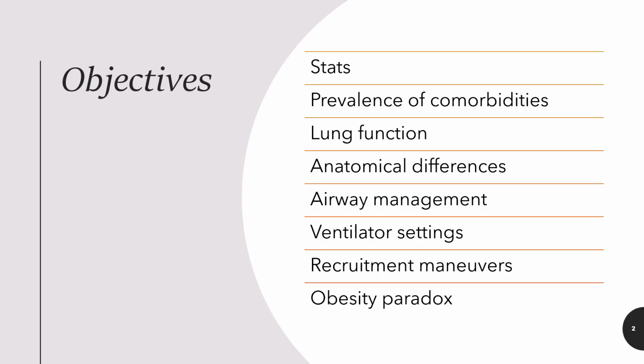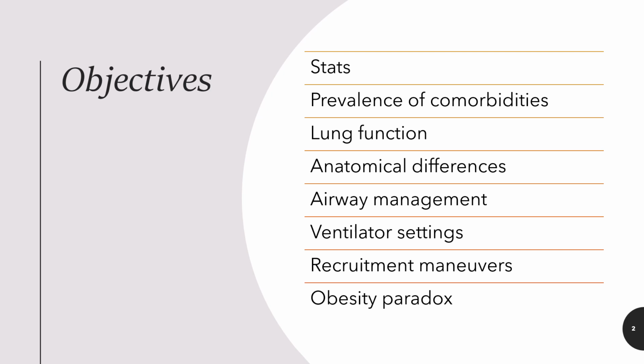Today's objectives will cover some of the statistics on obesity here in America. I'm going to talk about the prevalence of comorbidities when patients are obese, and how obesity impacts lung function. I'm going to talk about some anatomical differences between someone who has normal weight versus an obese patient. I'm also going to talk about airway management, because dealing with obese patients is a little bit different when it comes to intubation strategies and so on.